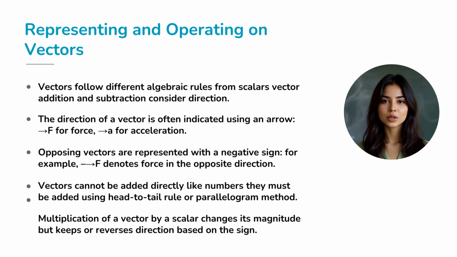Now, how do we actually work with vectors? Since direction matters, we can't just add them like numbers. We must follow specific rules, like the head-to-tail method or the parallelogram rule for addition. Also, the direction of a vector is shown using an arrow. For instance, F means force in a certain direction, and negative F means the same force, but in the exact opposite direction. Here's an interesting part: multiplying a vector by a scalar only changes its magnitude. The direction remains the same or flips if the scalar is negative. So, vectors aren't just numbers, they're little arrows in space, telling us both how much and where to.